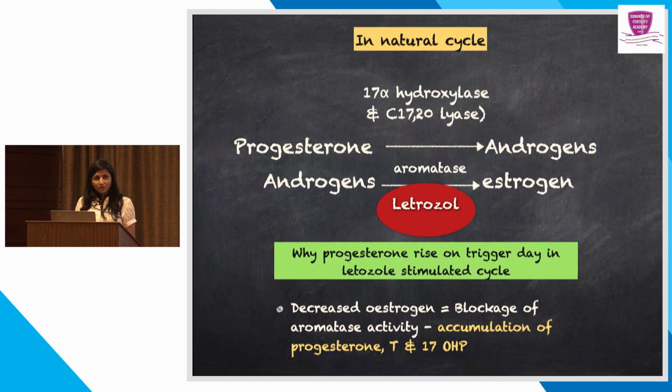Along with the LH surge, the progesterone also has a better increase in letrozole cycles, and this is with the physiology that we all know: progesterone is getting converted into androgen by the 17 alpha hydroxylase enzyme, and then androgen is getting converted into estradiol with aromatase. Now letrozole being an aromatase inhibitor, there will be an increase in the androgens. Because of this blockage of estrogen and aromatase activity, there is a backflow. So more androgen, more progesterone. That is why we see high estrogen level, high progesterone level when letrozole cycles are there.